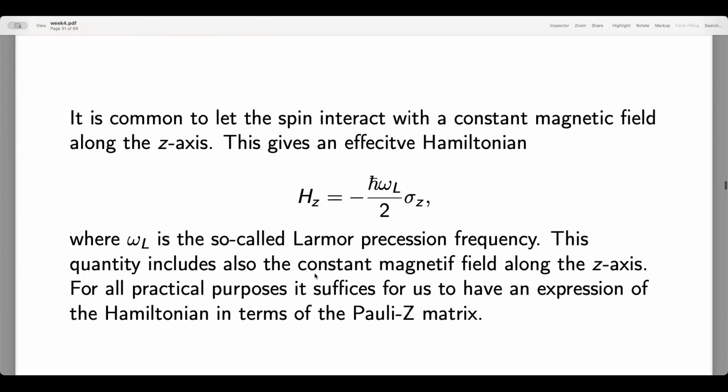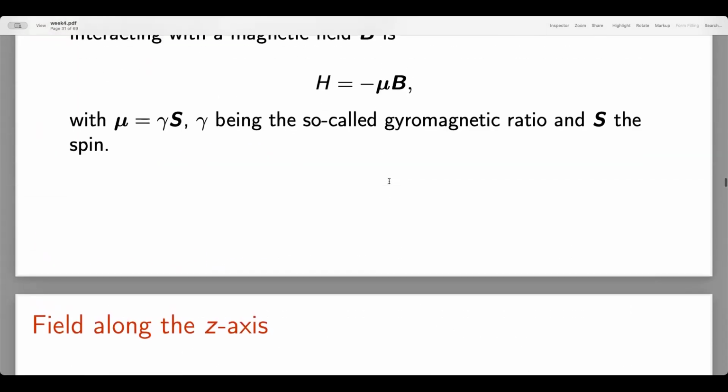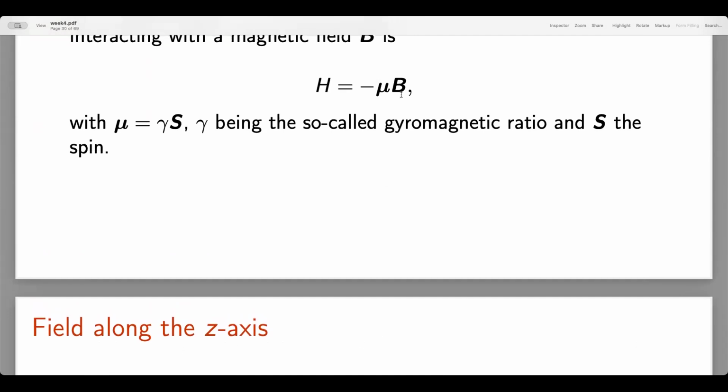So it includes, there's some typos here, magnetic field along the z-axis. So this quantity here, your field along the z-axis, could then just be a constant. So this is time independent, okay? So you can think of applying this as a type of time independent part of the Hamiltonian.